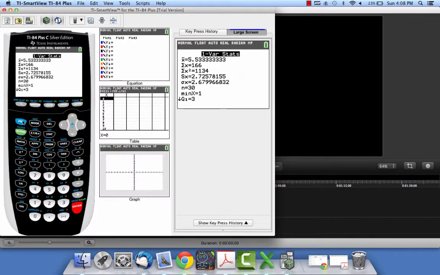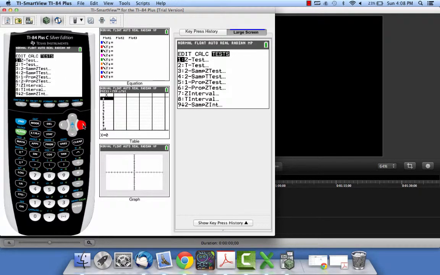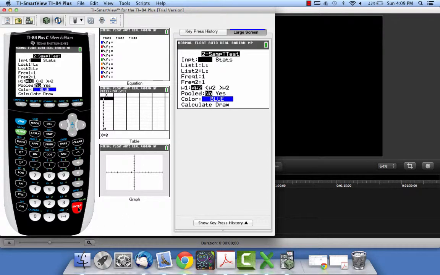Now, if I wanted to run a test, let's say I want to do a 2-sample t-test. And I'm going to use data. If I was using some other method to form the mean and standard deviation, or I knew the mean and standard deviation, then I hit stat. So we'll do that in a second.